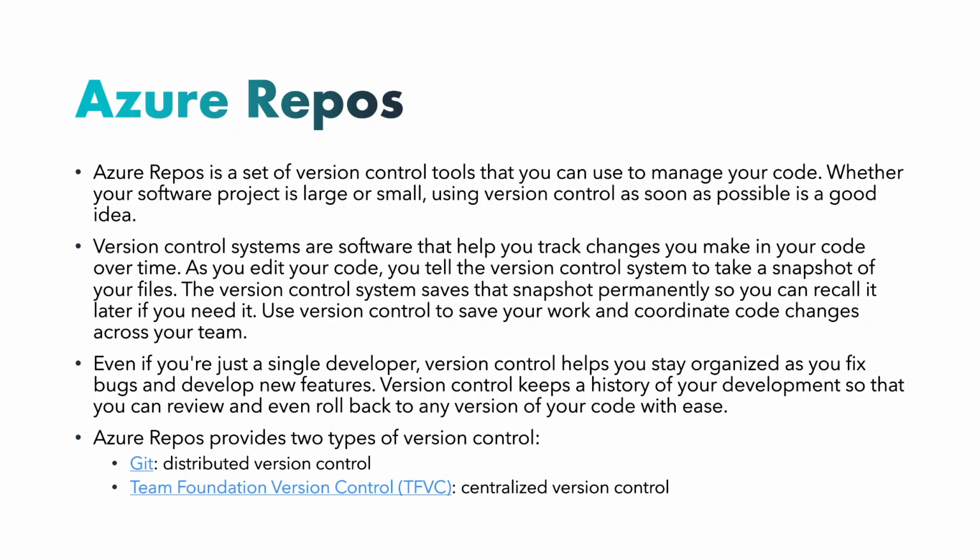As you edit your code, you tell the version control system to take a snapshot of your files. The version control system saves the snapshot permanently, so you can recall it later if you need it. Use version control to save your work and coordinate code changes across your team. Even if you are just a single developer, version control helps you stay organized as you fix bugs and develop new features. Version control keeps a history of your development so that you can review and even roll back to any version of your code.